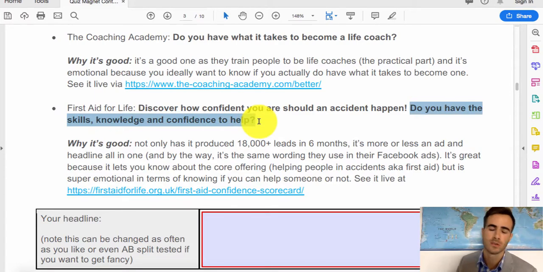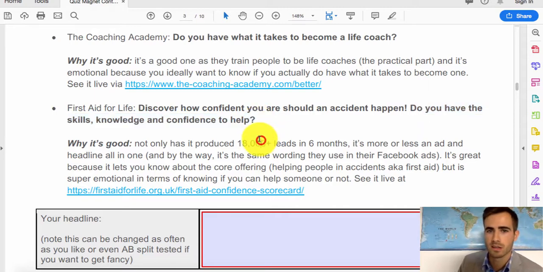So their quiz is all around having confidence to help in a first aid situation, such as if somebody's hit by a car or whatever it might be, can you go over and help that person? So it's kind of got that combination of knowing it's around first aid, but ultimately their product is to help people become confident in a first aid situation. So that's what they've really driven the headline around.